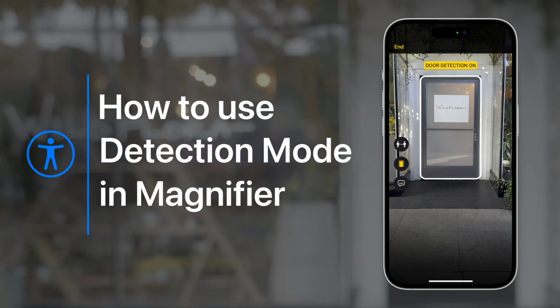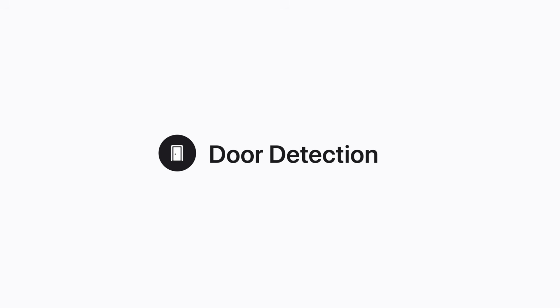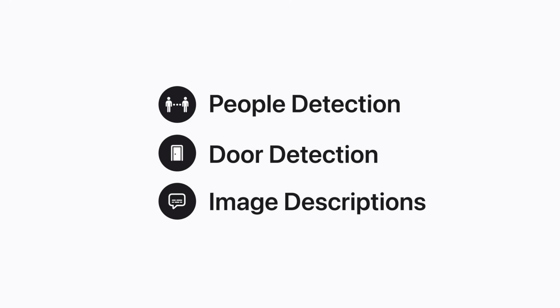Detection mode in Magnifier gives users who are blind or low vision multiple tools for navigating new environments. With iPhone or iPad with LiDAR and detection mode, you can get rich descriptions of your surroundings. There's door detection to help you navigate to a door and even get instructions for how to open it. People detection to help you know when people are nearby. And image descriptions to help you learn about scenes and objects around you.